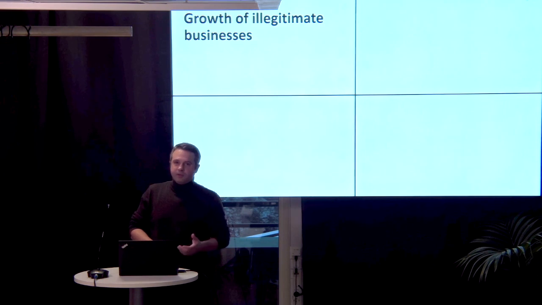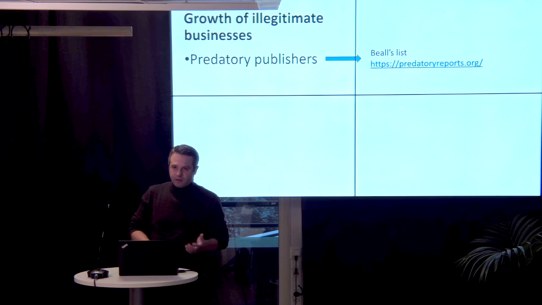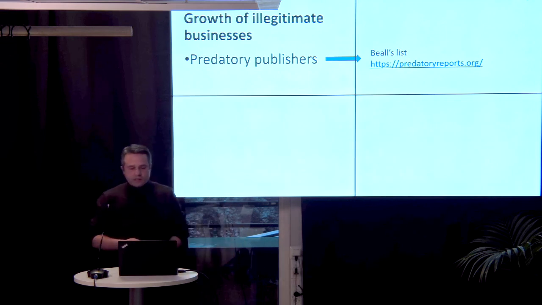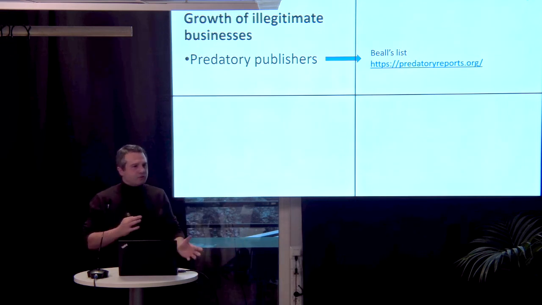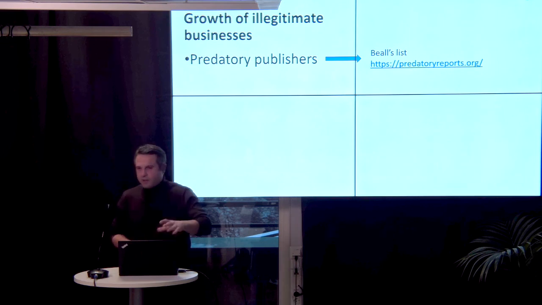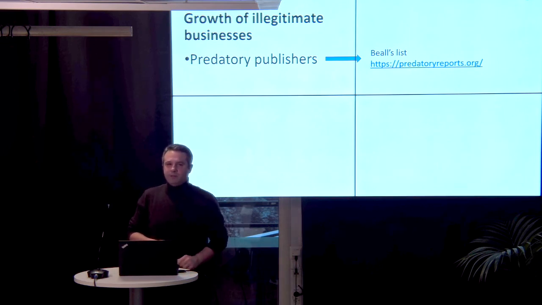Another phenomenon is the growth of illegitimate businesses. We are all aware of the label predatory journals, which also share an open access APC business model, even more extreme, so they are classified as predatory. Then the definition is debated. Some lists also mention big publishers in this group.